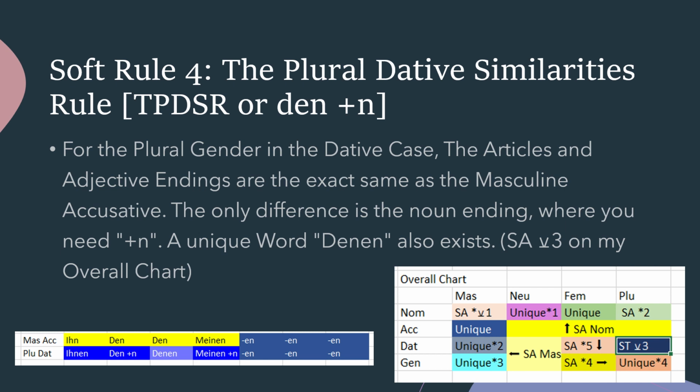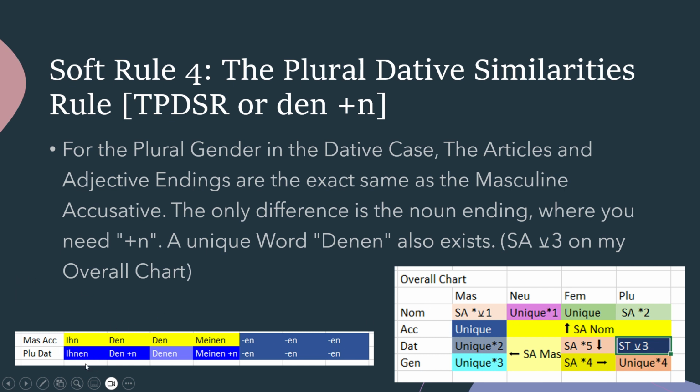Soft rule 4, the plural dative similarities rule, or den plus n. For the den plus n rule, for the plural gender in the dative case, the articles and adjective endings are the exact same as the masculine accusative. The only difference is in the noun ending, where you need plus n. Also, there's a unique word, denen and enen. I don't know why I didn't word enen, but this is similar to comment 3 right here, because it is similar to the masculine accusative, as you can see right here.